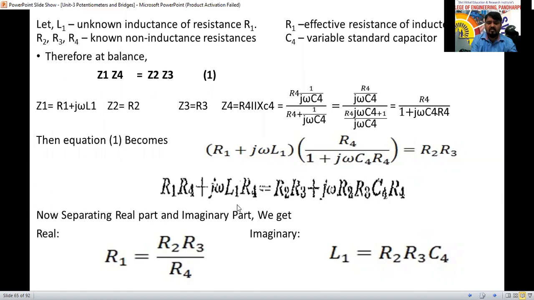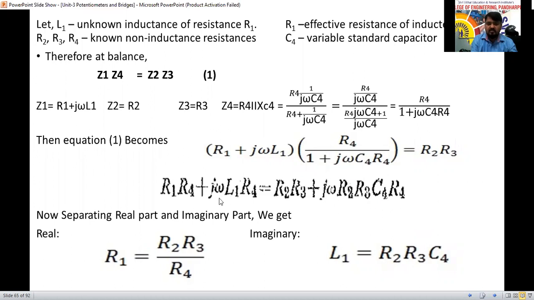From this equation, by separating the real part and the imaginary part, we get the L1 and R1 equations. For the real term, R1 R4 equal to R2 R3. It is the same equation as the Wheatstone bridge, R1 R4 equal to R2 R3. Yes or no? So R1 equal to R2 R3 divided by R4.